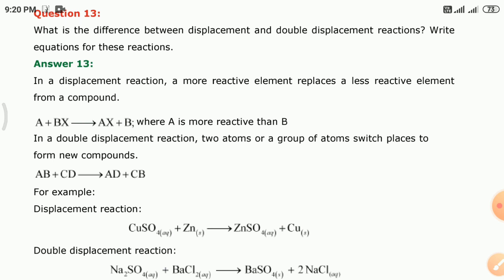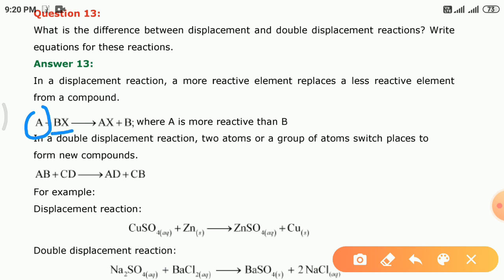For example, if we have a more reactive element A and it will react with BX, a compound of element B, then A is more reactive than B. Then A will displace B from its compound.